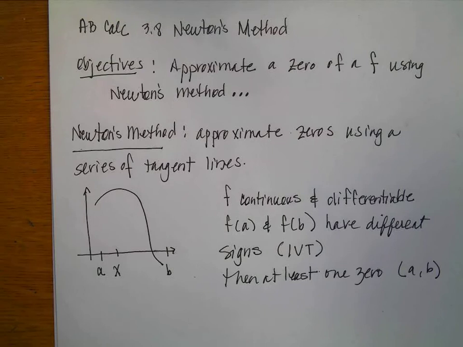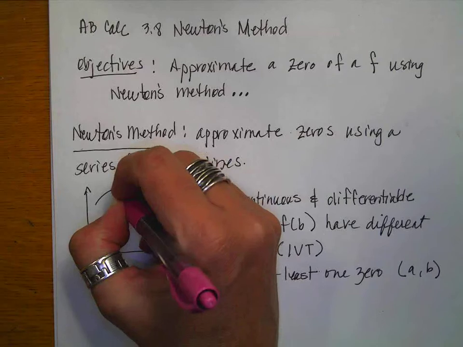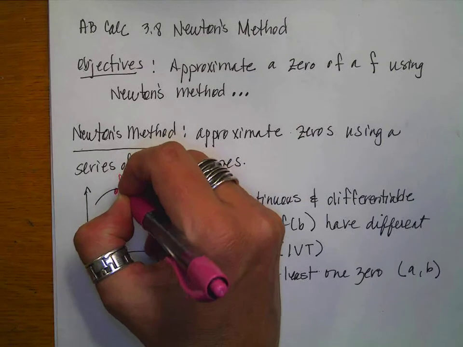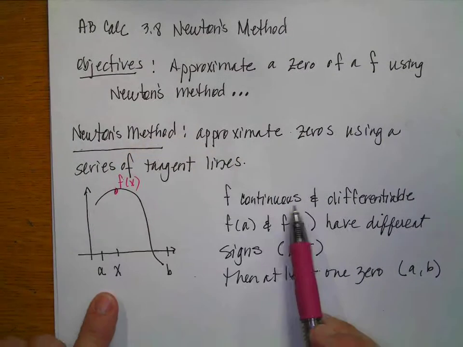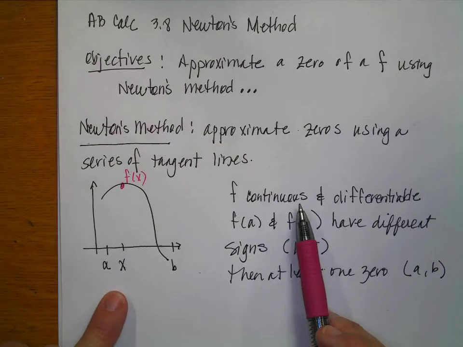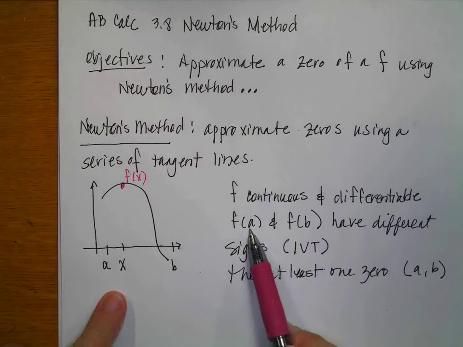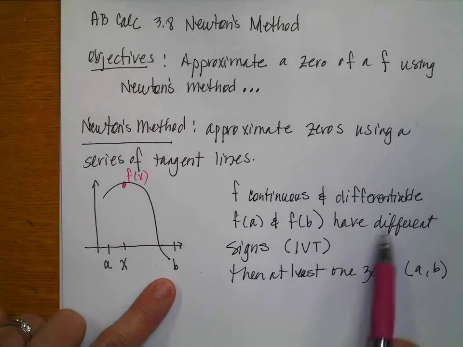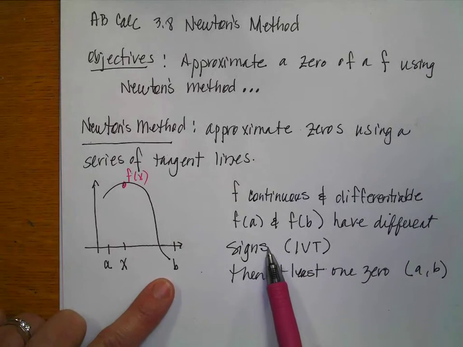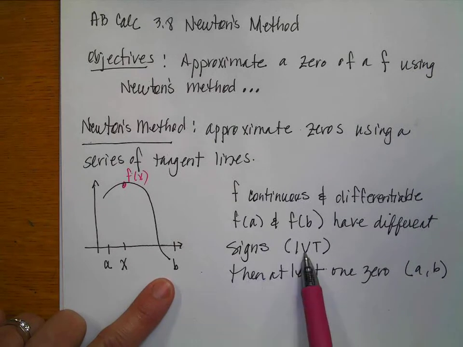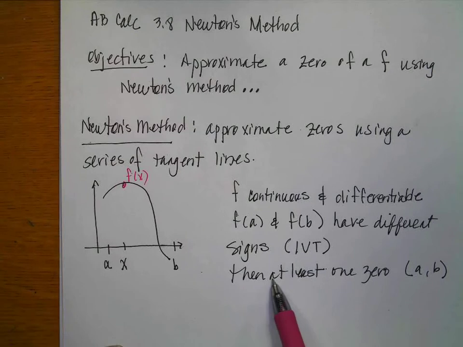So I've written this down so we can get started. Newton's method is a way of approximating a zero using a series of tangent lines. So I'm going to have a function, this would be f of x. My function has to be continuous and differentiable. F of a and f of b have to have different signs. So if they have different signs, by the intermediate value theorem, there's at least one zero in a to b.